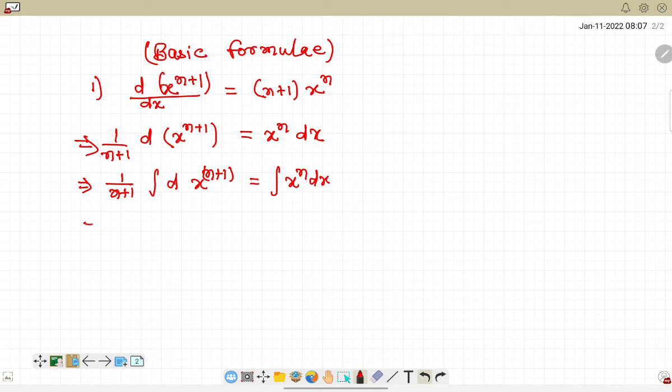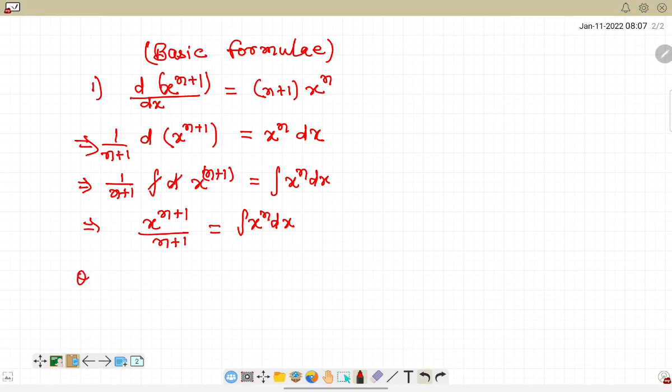So what is the final value? These two signs will cancel each other. So this becomes x raised to the power n plus 1 divided by n plus 1. And this value is written as x raised to the power n into dx. So we can remember: integration of x raised to the power n dx is equal to x raised to the power n plus 1 divided by n plus 1.